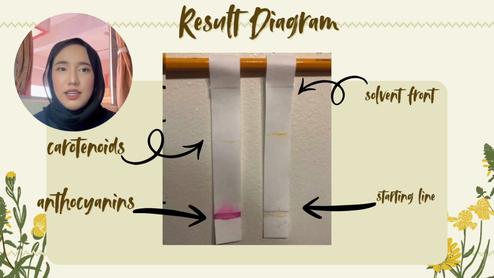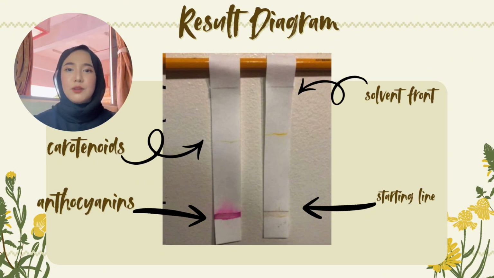The carotenoids appear higher on the paper because they are more soluble in the solvent, so they travel further. Meanwhile, the anthocyanins appear lower because they are less soluble and move more slowly. This shows that paper chromatography can separate plant pigments based on their solubility and their interaction with the paper and the solvent.